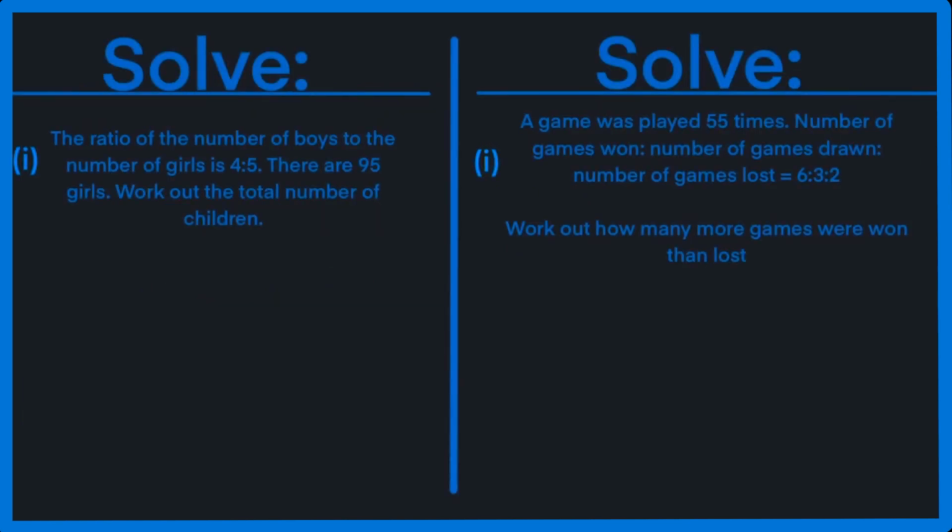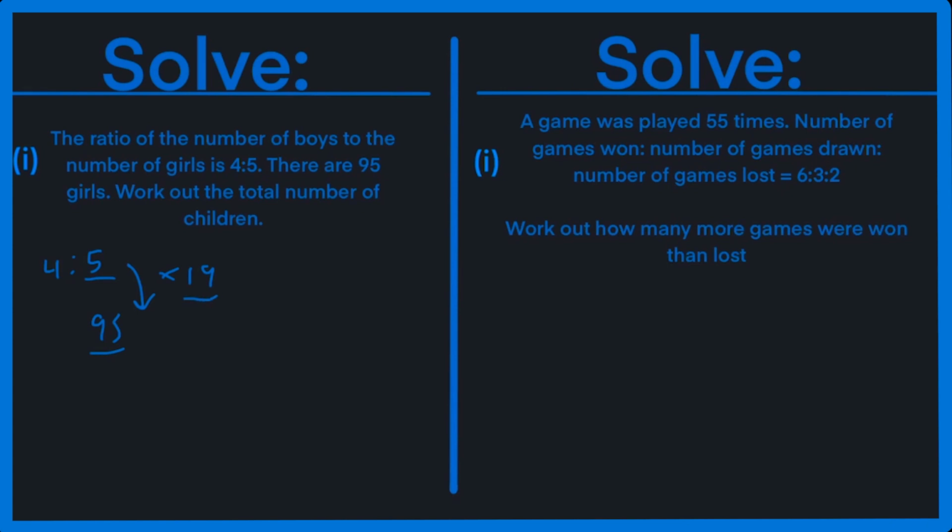Okay, so here we're moving on to more word problem questions. There are 95 girls. Work out the total number of children. So let's just see what information we have first. So we have 4 to 5. And we know we have 95 girls. Divide 95 by 5, which is 19. So 5 times 19 is 95.